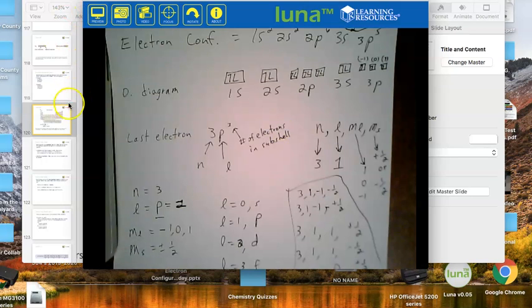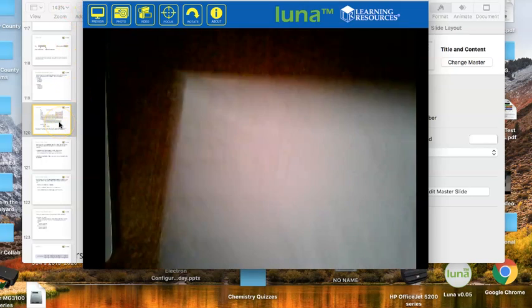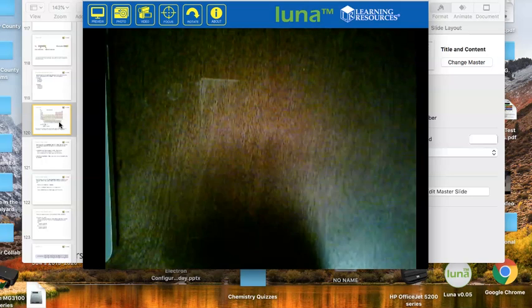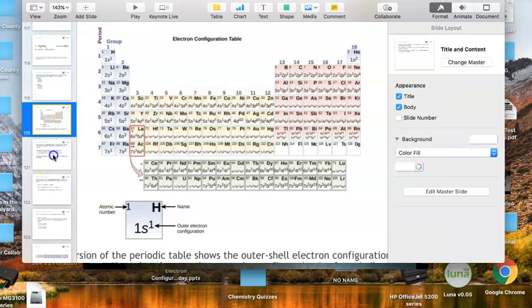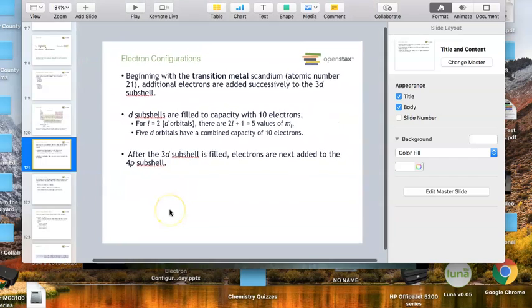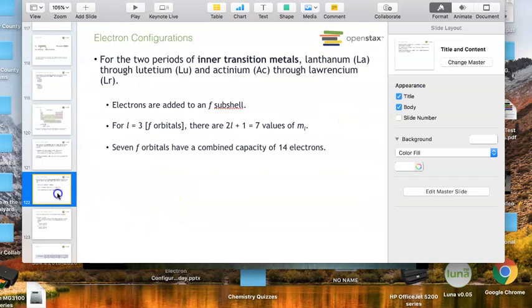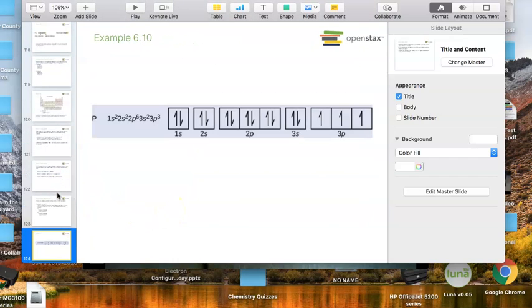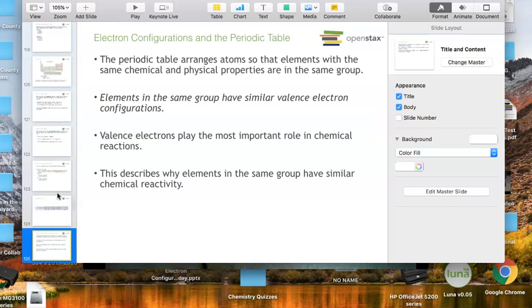All right, so that's example 6.10. So let's move on, coming back here.